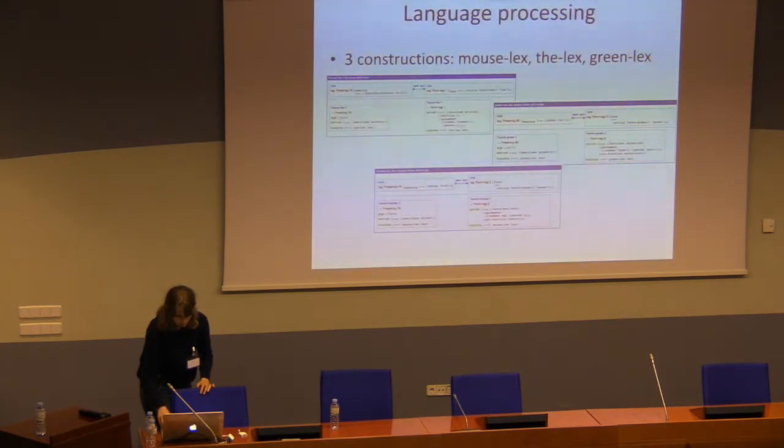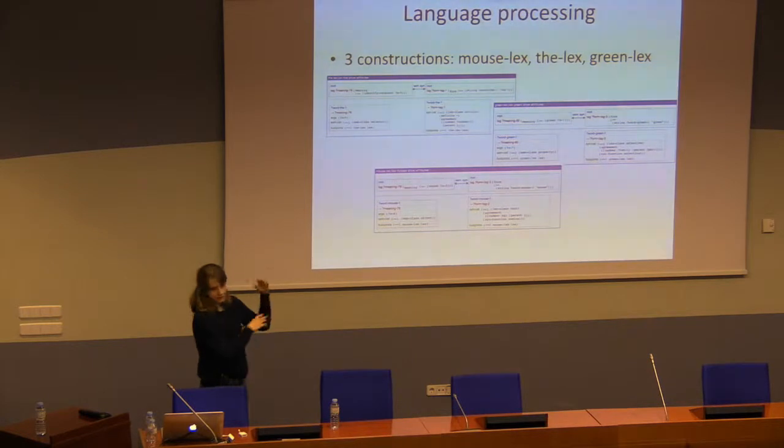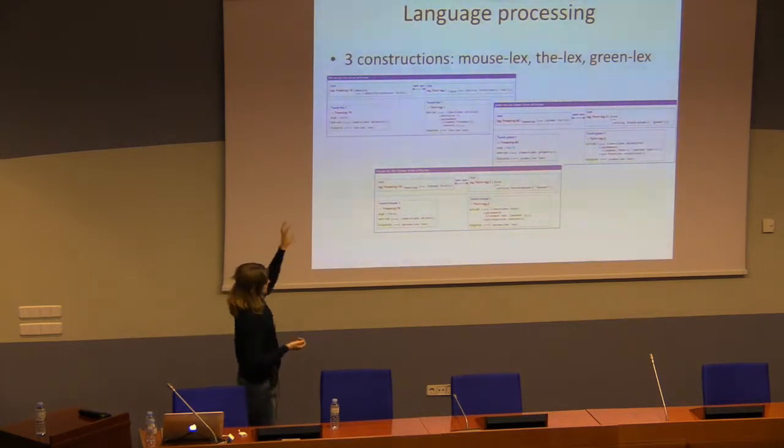Now, okay, so I'll show you a small example here, just to explain how it can work for language processing. So this is a Lisp version of FCG, and it has 3 constructions.